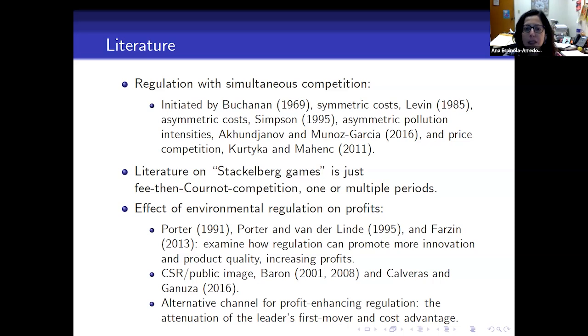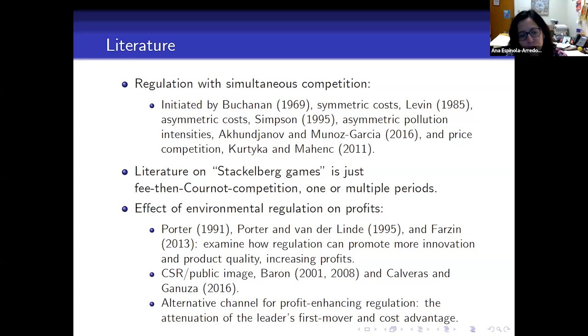In terms of the literature, regulation with simultaneous competition has been extensively analyzed. It was initiated by Buchanan in 1969. And after that, we have observed several papers examining symmetric cost, asymmetric pollution intensities, and price competition. So the literature is more focused on simultaneous competition and how regulation affects it, but is more silent about sequential competition. Now, in terms of Stackelberg games, the literature has focused more on having the regulation in the first place and then firms compete simultaneously, all right? What we are proposing here is something different. The regulator sets emission fees in the first and the second stage, and firms compete sequentially. So there is a leader and a follower.